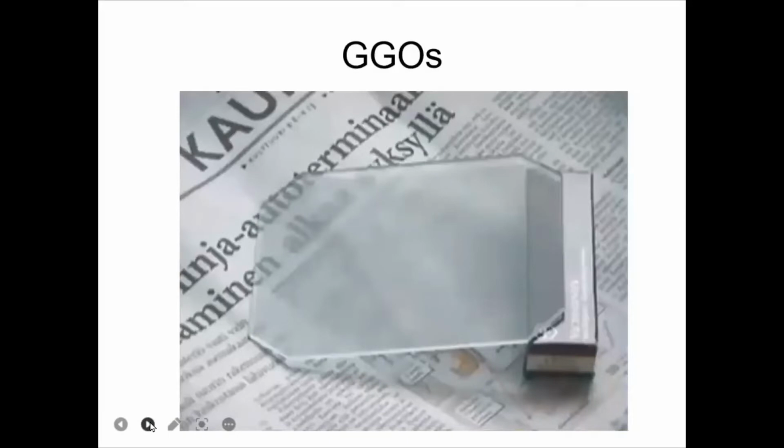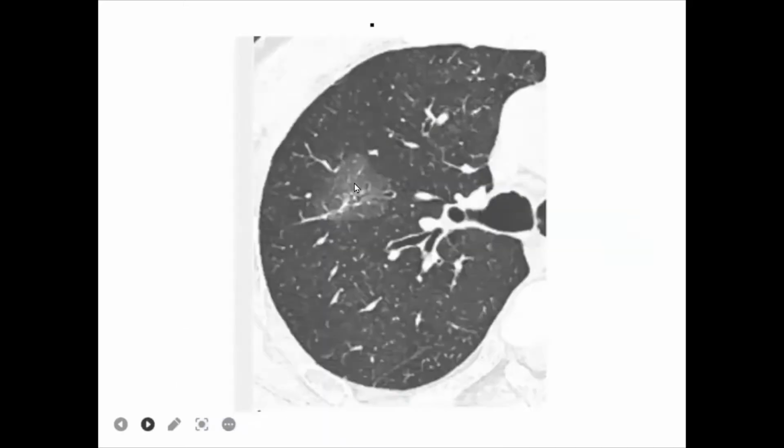Now let us discuss the various opacities which can be seen. First is ground glass opacity. You might have seen this kind of glass; you cannot see very clearly through it. You can see an abraded glass appearance. This is how we define GGO, ground glass opacity.